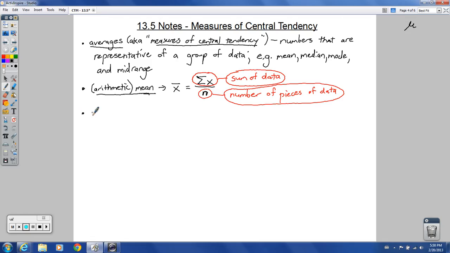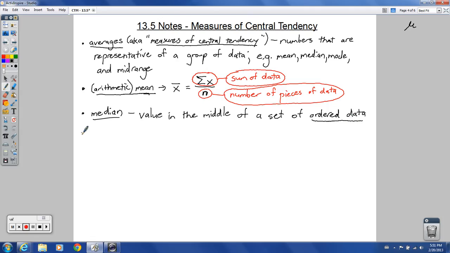Median. How do you find the median? To find the median, you put the values in order first and then find the middle number. It's the value in the middle of a set of ordered data. That's key, that is critical. It's not just the data in any old random order, but ordered data. Another way to say that would be ranked data. That's what our book uses, but I liked ordered better, so I use that.